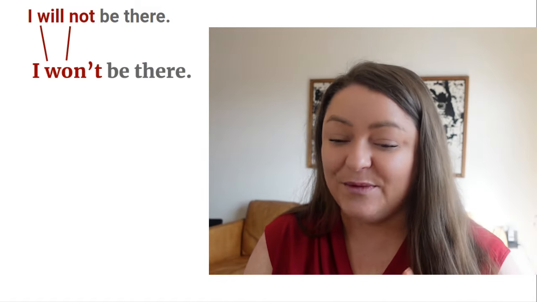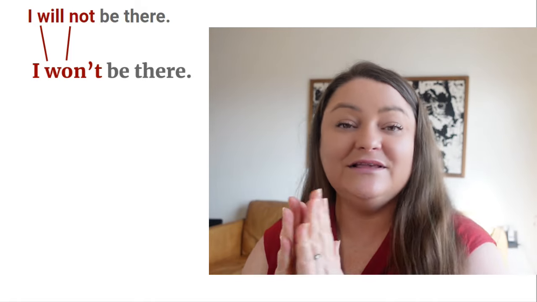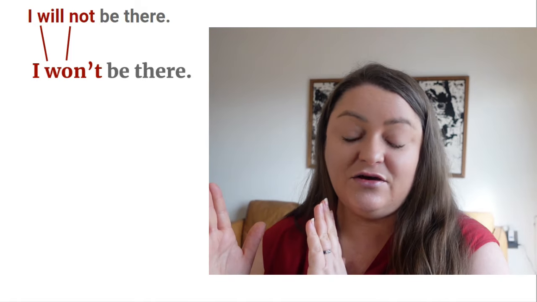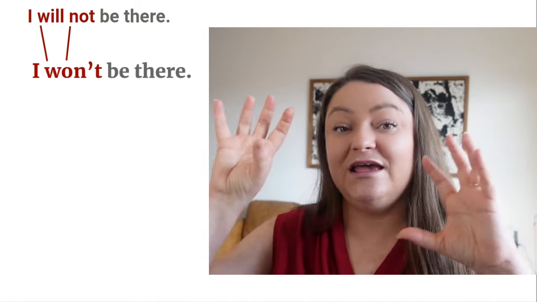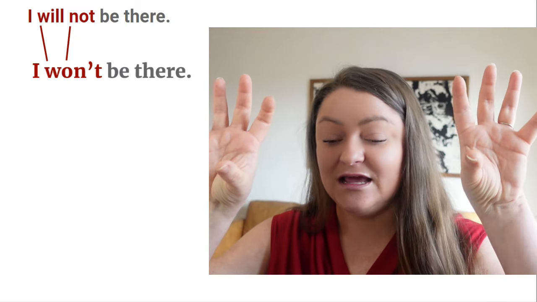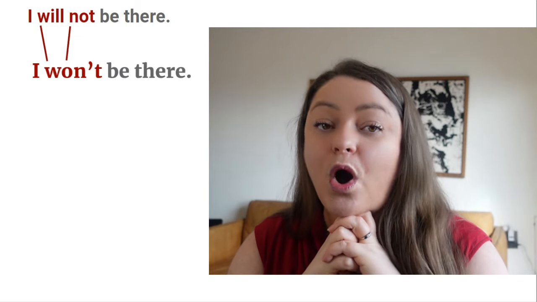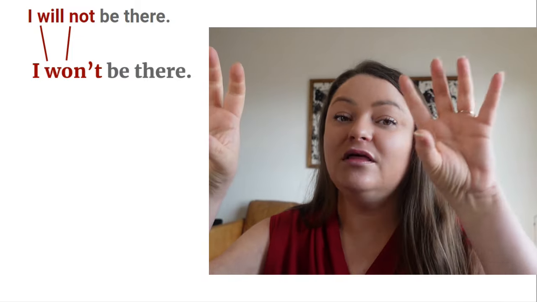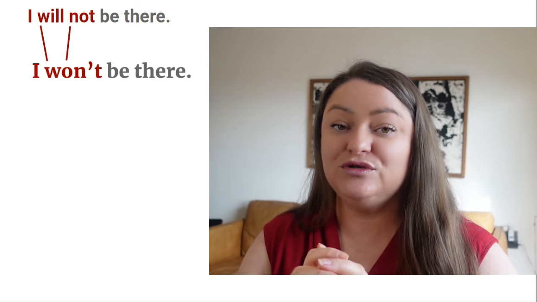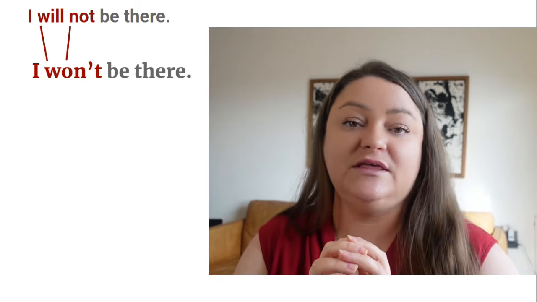Okay, so then we are going to make this into a contraction again. So in lesson 20, we changed I will into I'll. Similar but different. This time we're going to leave the subject alone, and we're going to take will and not and turn them into won't. Will, not, won't. So I won't be there.